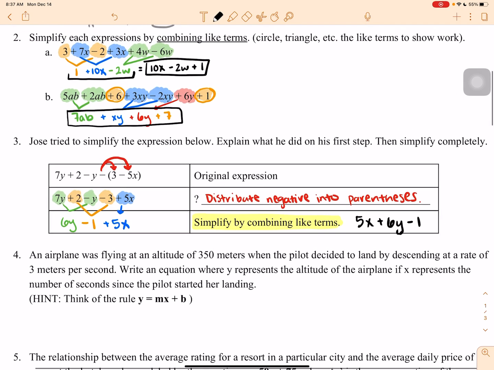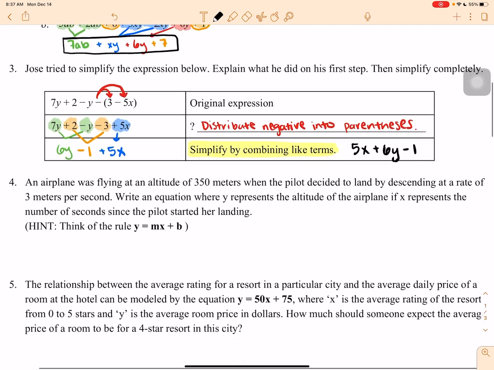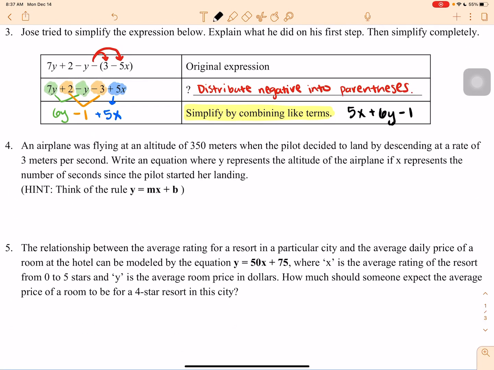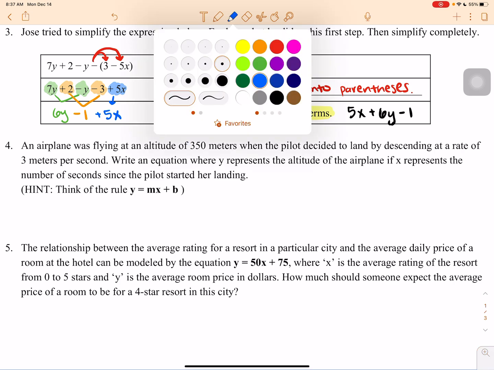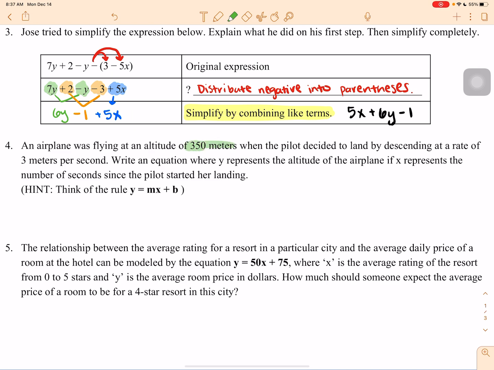All right. So now number 4 here, we're going to be writing a linear equation for this one. An airplane was flying at an altitude of 350 meters when the pilot decided to land by descending at a rate of 3 meters per second. Write an equation where y represents the altitude of the airplane, which is how high it is in the sky, if x represents the number of seconds since the pilot started her landing.